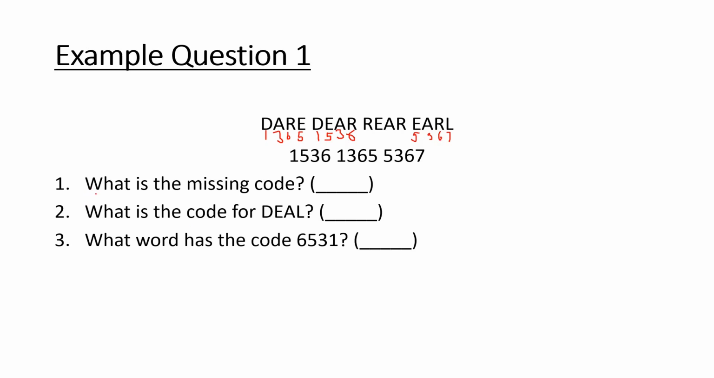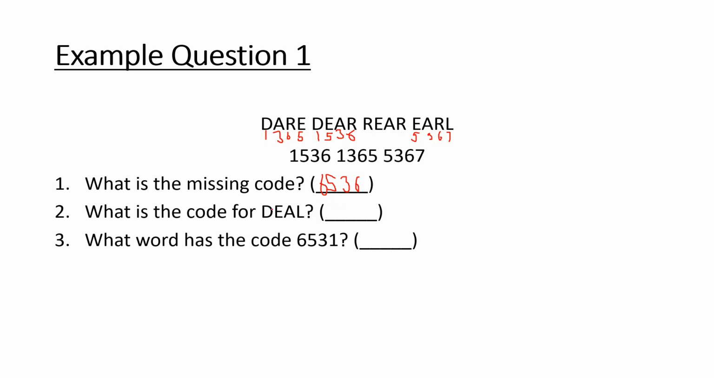So the first question is, what is the missing code? Well, we can figure that out by looking, we know that R is 6, so we can write 6 at the beginning over here. Okay, and 6 at the end. And then we know that E is 5, so 6, 5. And then A is 3, so 6, 5, 3, 6 is the missing code.